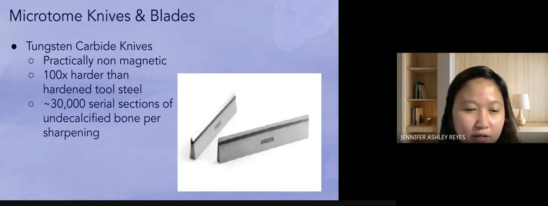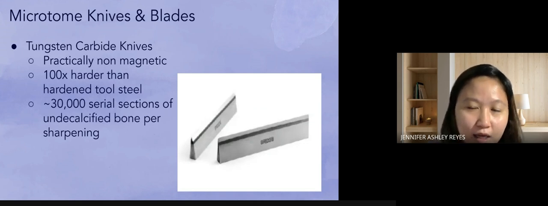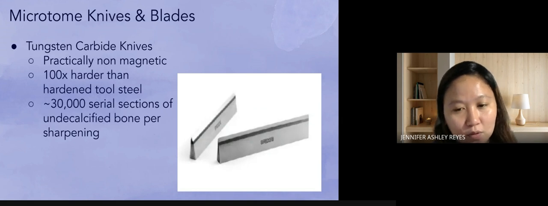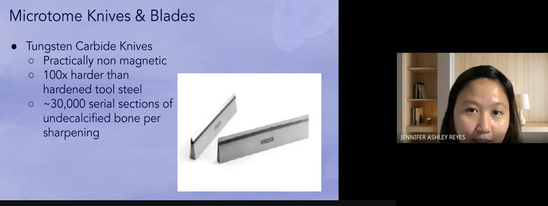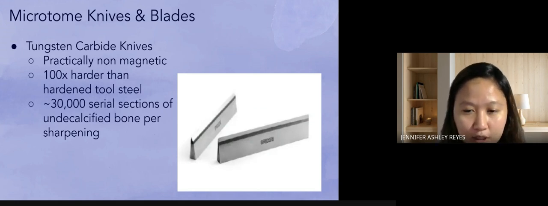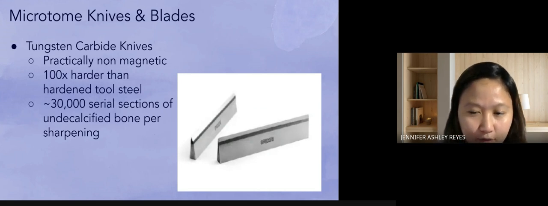Imagine a kitchen knife, then you convert it to a katana. That's the degree of jump from the normal microtome knife to a tungsten carbide knife. It's said to be able to cut 30,000 serial sections of undecalcified bone per sharpening. So it has approximately 30,000 slices for bone per sharpening.